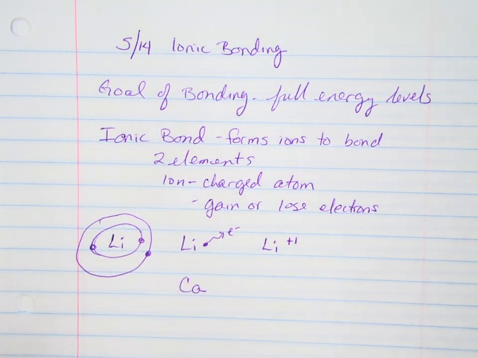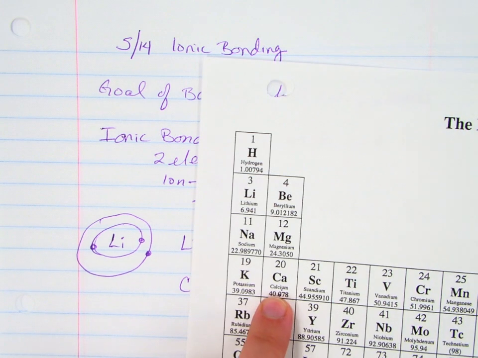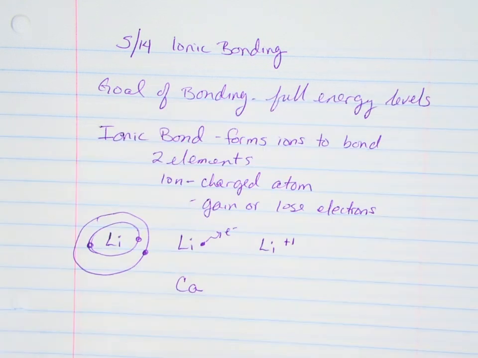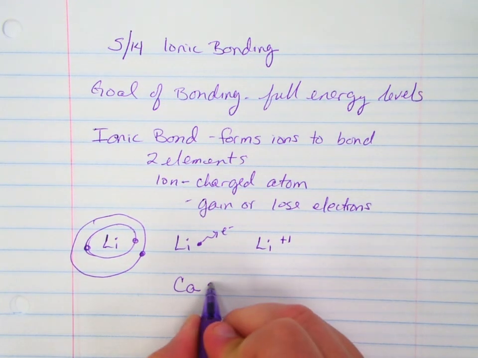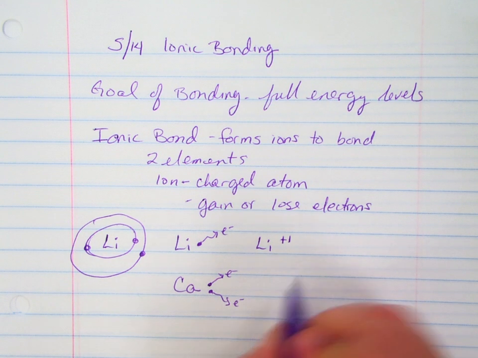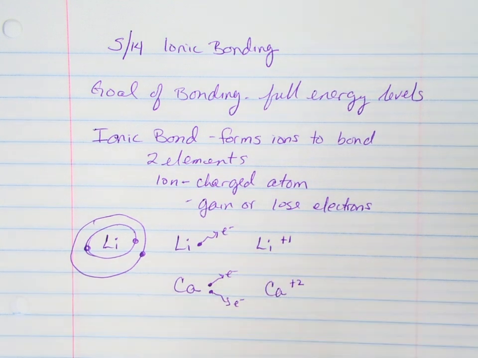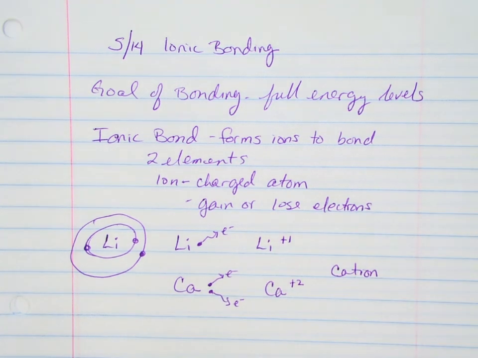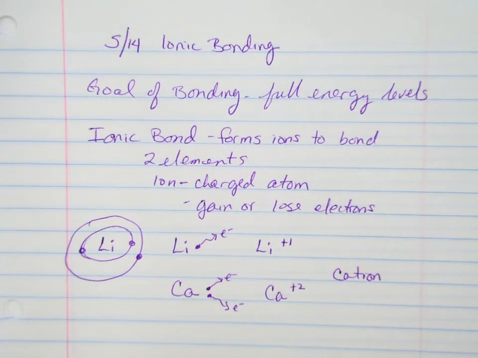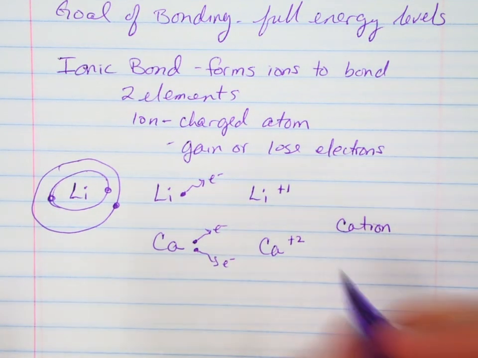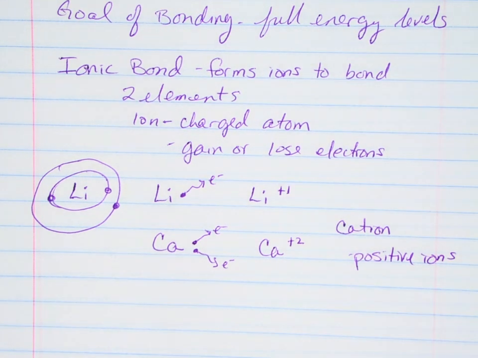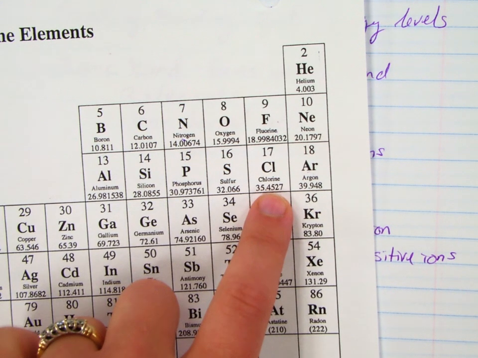Calcium is in a similar situation, but calcium has 2 valence electrons. If it lost its 2 valence electrons, it could go back and be like argon with 8, and that's what it would like to do. So calcium would love to have these 2 little electrons fly away, and that would make it positive 2 because it'd have 2 more protons than electrons. We call positively charged particles cations. These are positively charged particles. Positive ions.